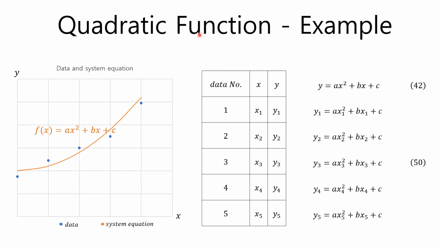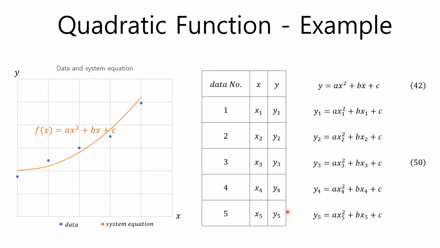Let us consider the case where the system function is a general quadratic function that does not pass through the origin and there are 5 measurement data. If the system function is a quadratic function and does not pass through the origin, the system equation can be expressed as equation 42. Let's find the coefficients a, b, and c using the least squares regression. Let's consider the case where there are 5 measurement data.